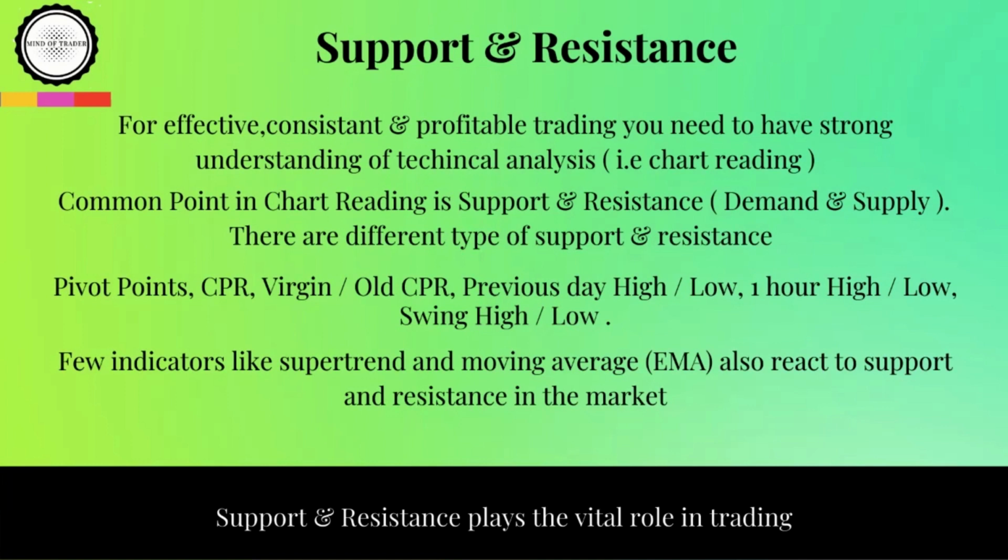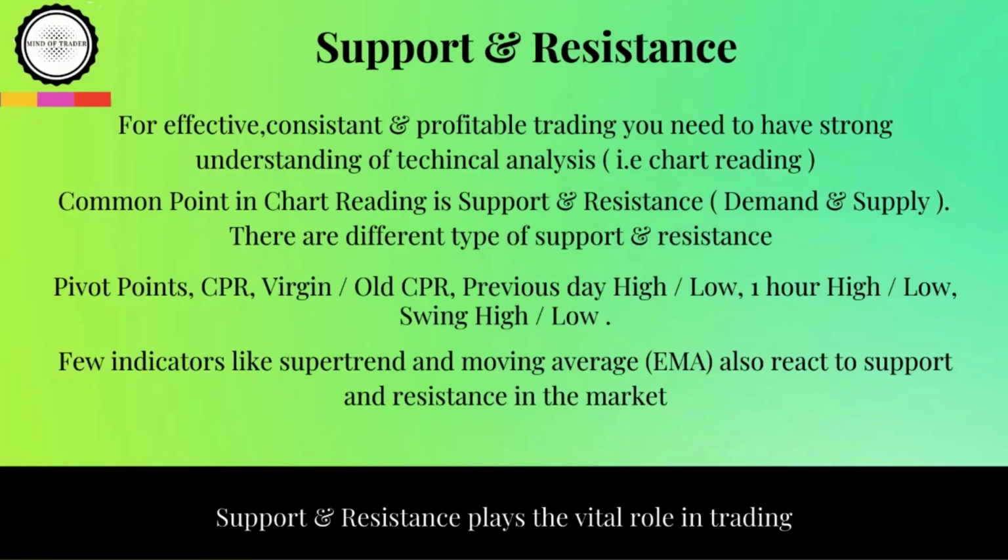Now there are a few indicators also, like supertrend and exponential moving average. We will be using the 20 exponential moving average for our system. They also react to support and resistance in the market, and they are also in the form of indicators. So basically what I'm telling you is, when we read charts, we have to focus on support and resistance and the indicators and parameters which provide support and resistance. So let us understand each one of them individually and put them on the charts so that we see how they look on the chart and how we can read charts.